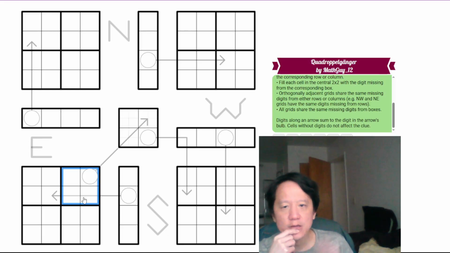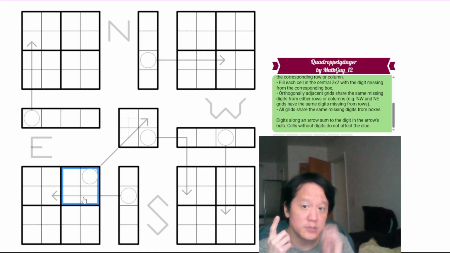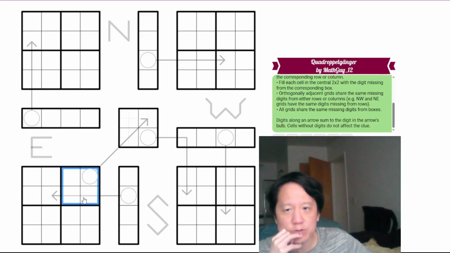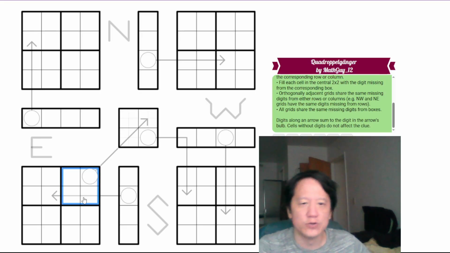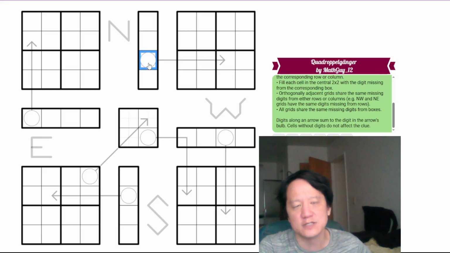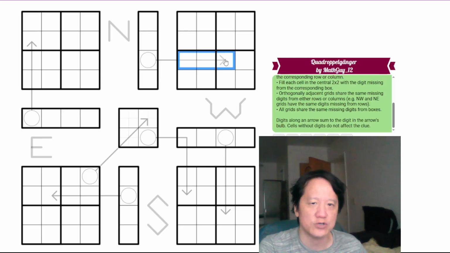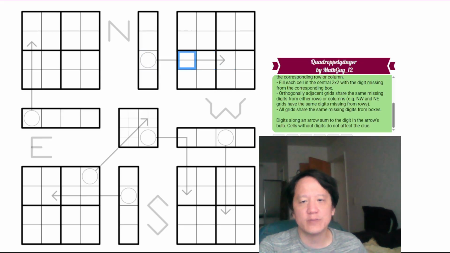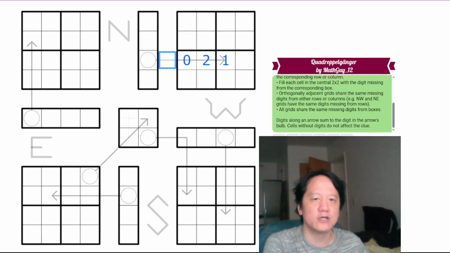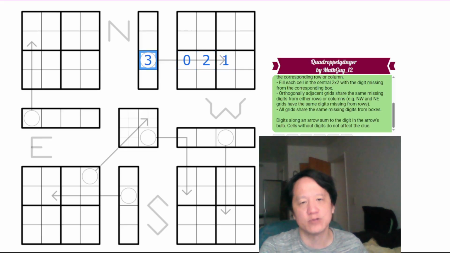Interesting. Digits along an arrow sum to the digit in the arrow's bulb. So therefore, for example, these three digits must add up to what this digit is. These three digits must add up to what this digit is. These three digits here must add up to what that digit is, etc., etc. And cells without digits do not affect the clue. Right, so this doesn't affect anything, right? It's just basically to show where this points to. So for example, you could have, say, 0, 2, and 1 here, and this would have to be a 3 if that were the case.